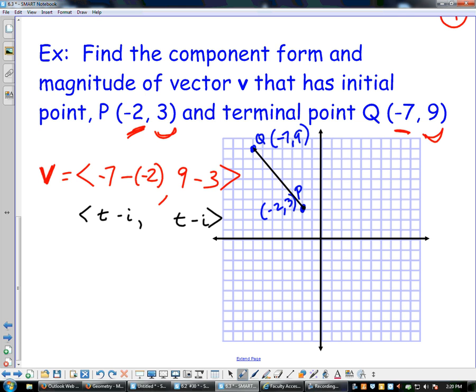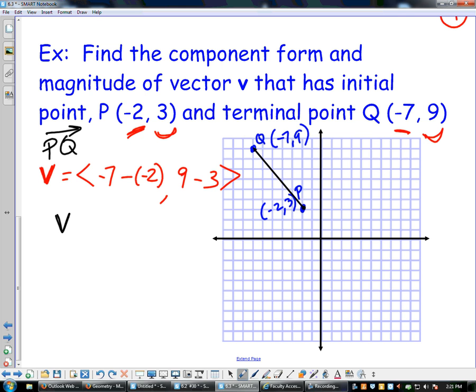Can you not do initial minus terminal at all? You do not want to do initial minus terminal, because then your vector will be going the other direction. We're naming it boldface v. It just says find the component form and magnitude of vector v that has initial point P and terminal point Q. We could have called it vector PQ, but they're saying call it v for this example.